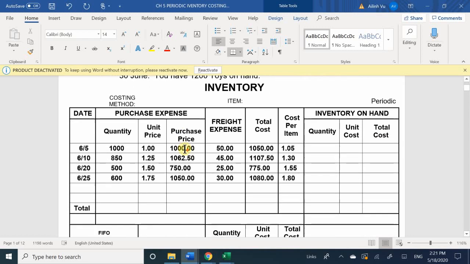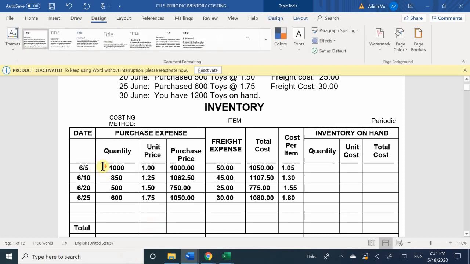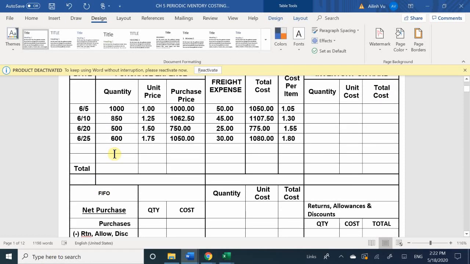All right, let's just go ahead. So we know that at the end of June 30th, we have 1,200 units on hand. So what's the first thing we've got to do? We have to total the quantity, the purchase price, the freight expense, and the total cost. So what is 1,000 plus 850 plus 600 plus 500? 2950. All right.